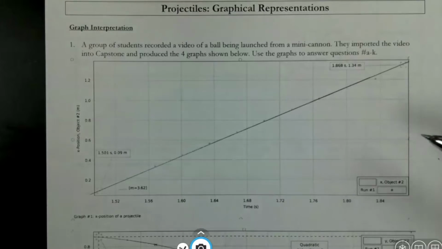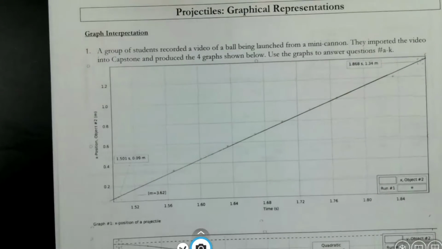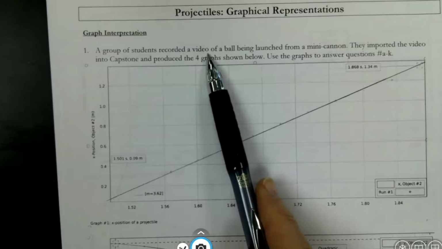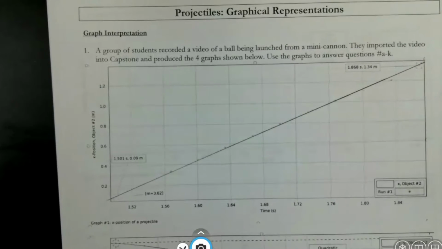We're going to be working through a bunch of questions. The first bunch here have everything to do with these first four graphs. So we're going to take a look at these graphs first and make sure we understand what they are. A group of students recorded a video of a ball being launched from a mini cannon. They imported the video into Capstone and produced the four graphs shown below. And then we're going to use these.